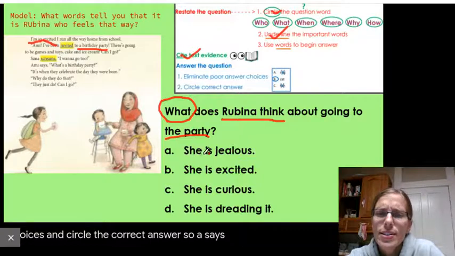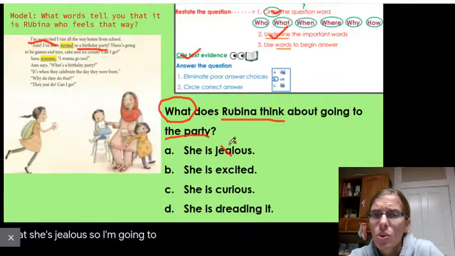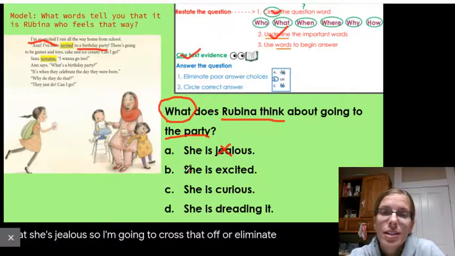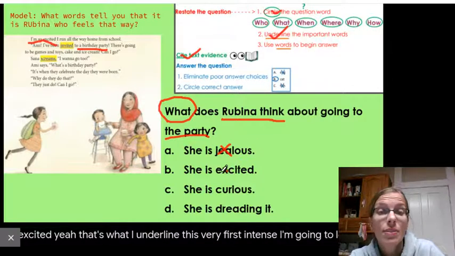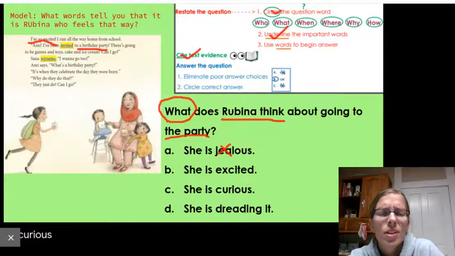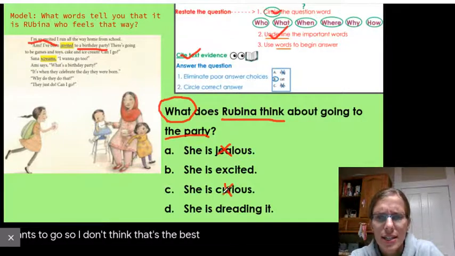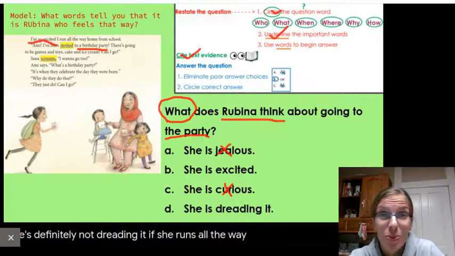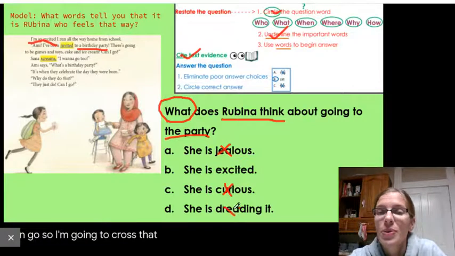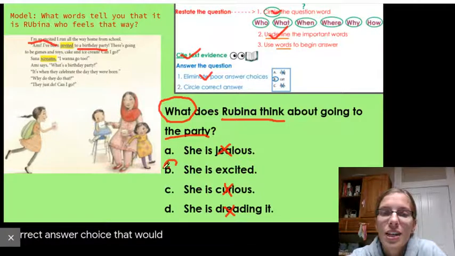So A says she is jealous. I didn't underline that she's jealous, so I'm going to cross that off or eliminate. The next one says she is excited. Yeah, that's what I underlined in this very first sentence. I'm going to leave B. C says she is curious. I don't really think she's curious about the birthday party. She just really wants to go. So I don't think that's the best answer. And D says she is dreading it. She's definitely not dreading it if she runs all the way home from school to ask if she can go. So I'm going to cross that one off too. That leaves us with circling the correct answer choice. That would be B.